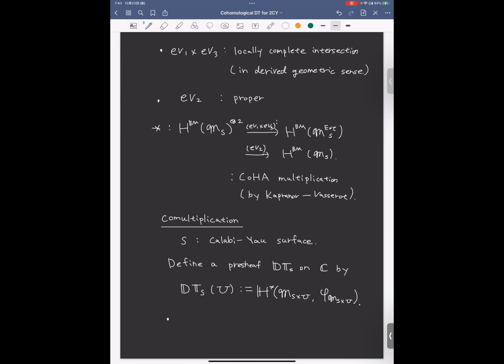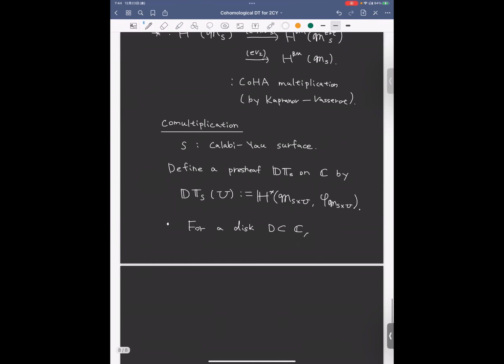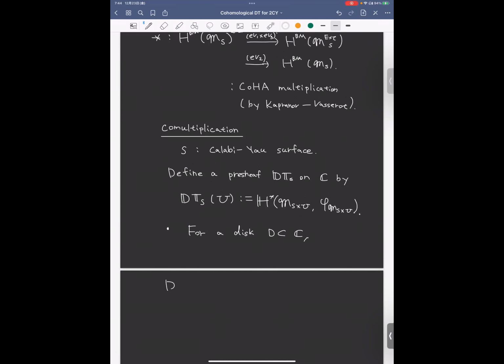Okay, and this presheaf has the following property. For a disk D inside the complex plane, we have an isomorphism: DT_S of D is, by homotopy invariance, isomorphic to DT_S of the full complex plane, and by the dimensional reduction, this one is isomorphic to the Borel-Moore homology of M of S.